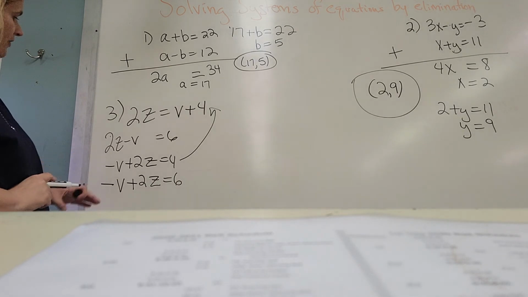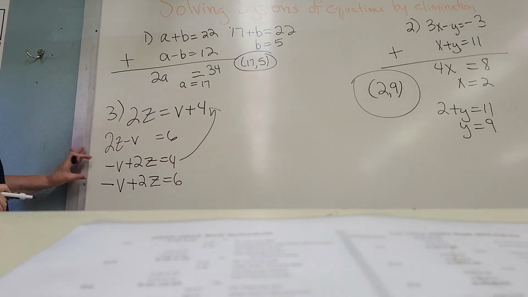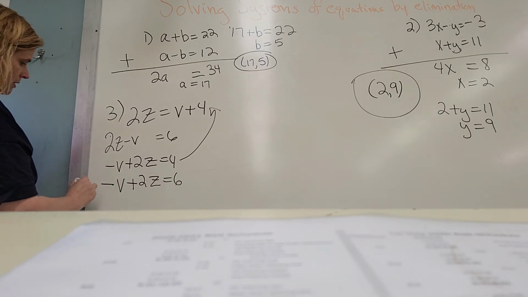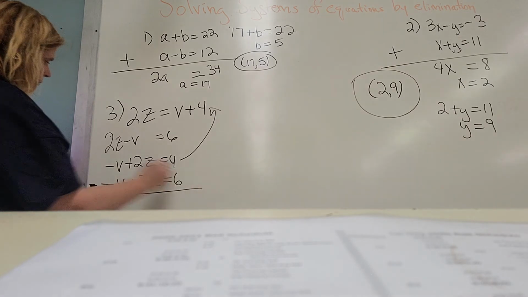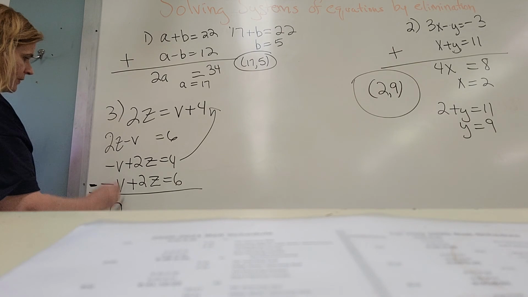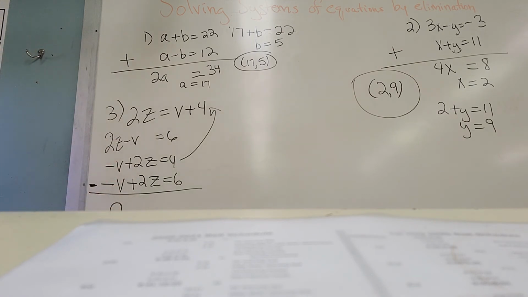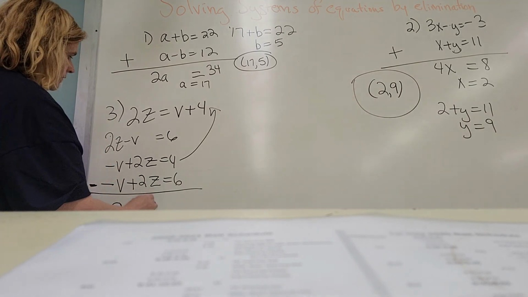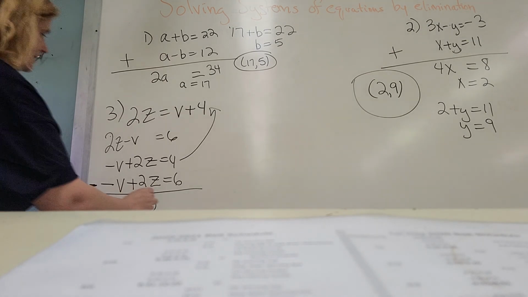Okay, now that they are in that order, we have two that are the same on both. We're going to have to subtract. If we subtract those, we get negative v minus negative v, which means plus a positive, so that would be 0. 2z minus 2z is 0. 4 minus 6 is negative 2.